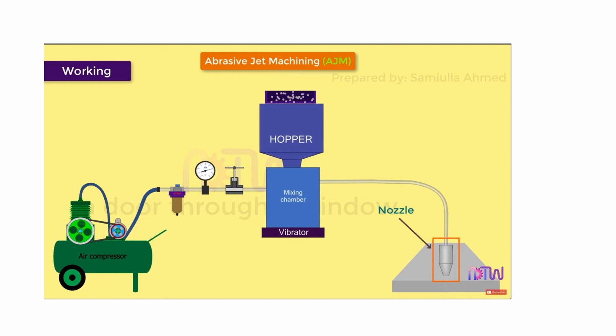The nozzle increases the velocity of the mixture at the expense of its pressure. In other words, as the pressure drops outside the nozzle, all the pressure energy of the jet is converted into velocity. And this high velocity jet hits the workpiece. This jet is used to remove unwanted materials from the workpiece. This is how abrasive jet machining works.